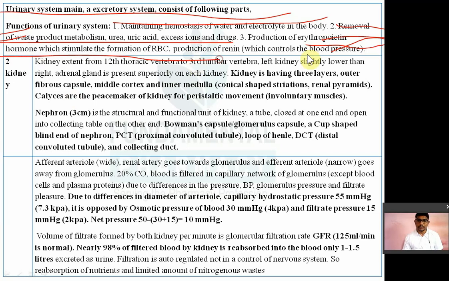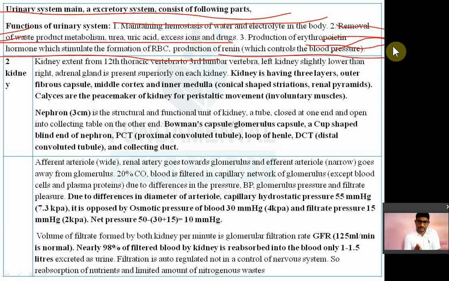Then production of renin, which controls the blood pressure. We have seen that. So renin is again a hormone produced by the kidney. Renin will convert inactive angiotensinogen, a glycopeptide present in the blood, into angiotensin 1 and angiotensin 2. Then production of aldosterone is also a function of the kidney. So the adrenal gland produces aldosterone. Another function of the kidney is to regulate the blood pressure.